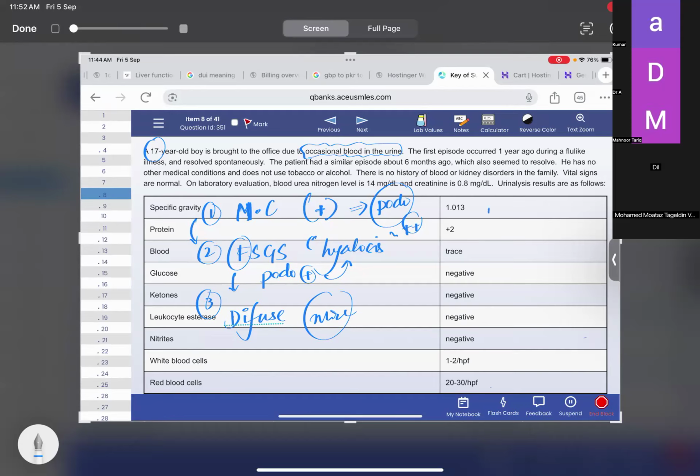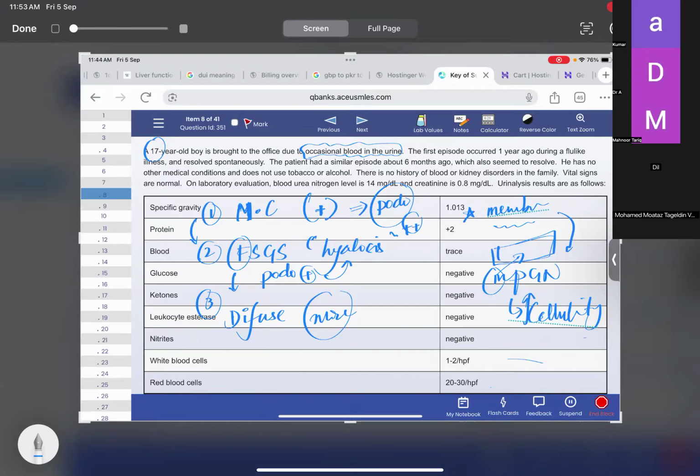And we have membranous, okay? So we only have basement membrane thickening. But if we have membranoproliferative glomerulonephritis, it is more severe than this. We will have membrane thickening along with proliferation, increased cellularity. Now we're finally getting it.